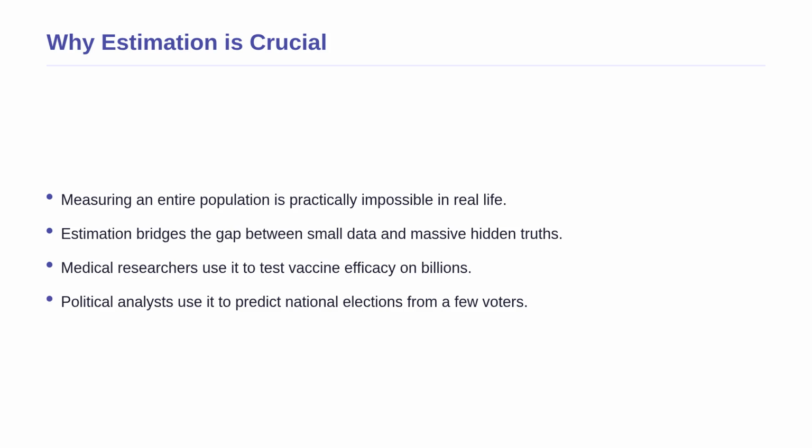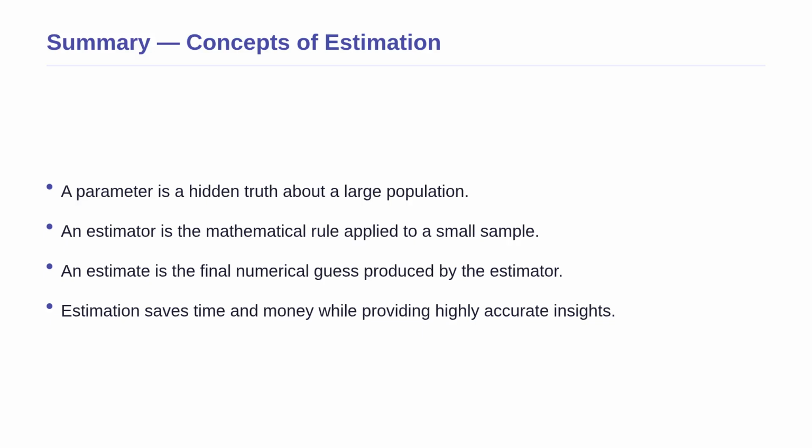Before we wrap up, let us reflect on why this matters. Estimation is absolutely crucial because we can almost never measure an entire population in real life. It acts as the logical bridge between the small amount of data we can actually see and the massive hidden truths we need to know. Without the concepts of estimation, society would be paralyzed. We would be unable to make scientific or business decisions unless we had perfect 100% complete information, which is practically impossible. Let us review our key takeaways.